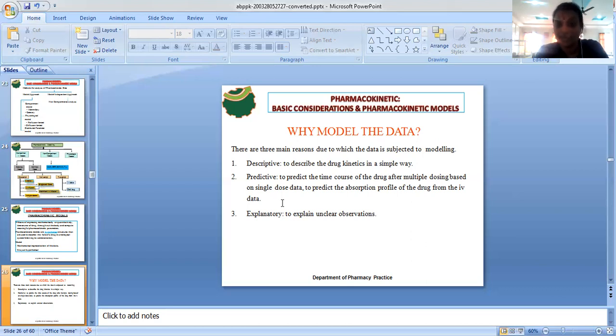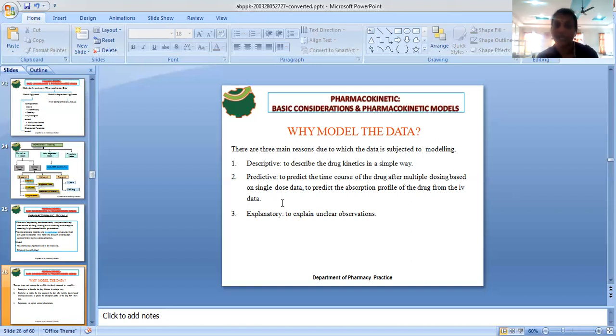And apart from the route of administration, different behavior can be exhibited by the drug in our body, followed by the different types of dosing. It may be a single dose. In some cases, multiple dosing will be there. There can be a single dose followed by oral administration, and a multiple dose followed by intravenous administration as well.